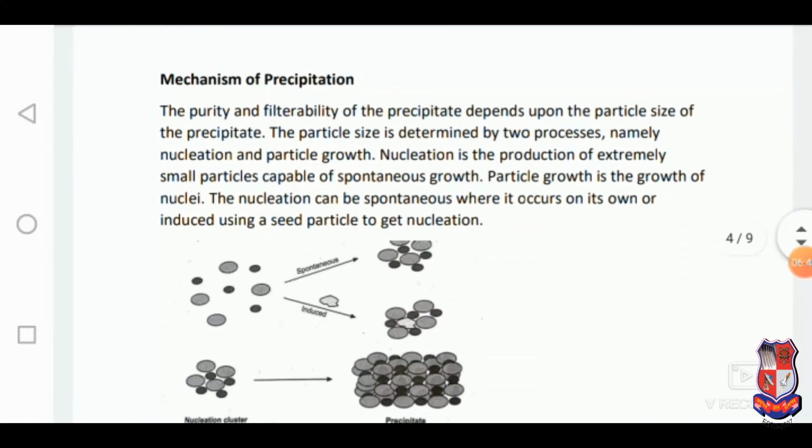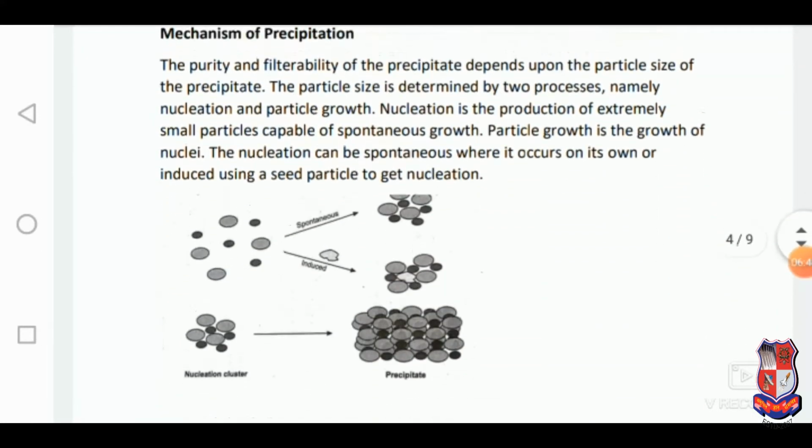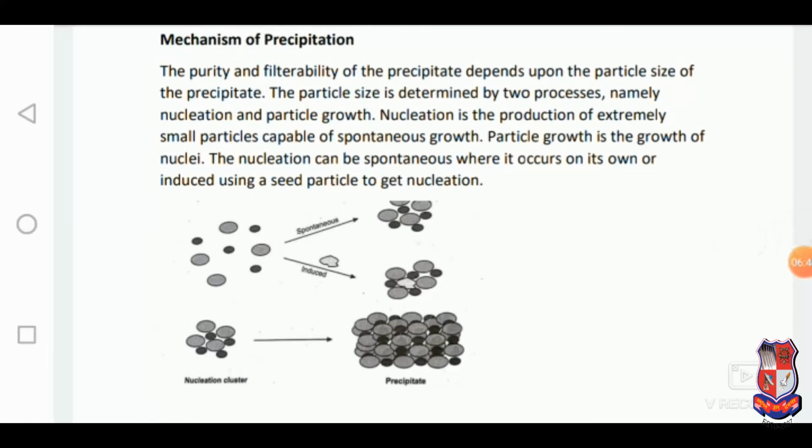Mechanism of precipitation: as you can see in the pictorial representation, there is a spontaneous and induced mechanism associated with the precipitating agent, and the second one is the precipitate itself. The purity and filterability of the precipitate depend upon the particle size of the precipitate, and the particle size is determined by two processes, namely nucleation and particle growth.